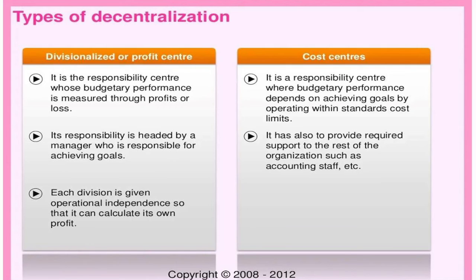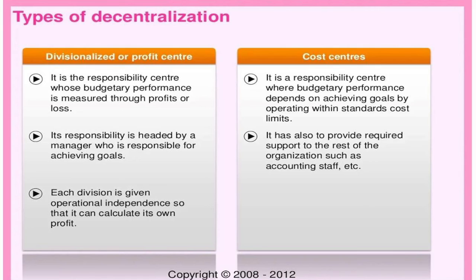Each division is given operational independence so that it can calculate its own profit. In Reliance Fresh or Reliance Trends or whatever it may be, a person was given charge of the shop and his performance is calculated through profit, either small shop or big shop. And a cost center is a responsibility center where the budgetary performance depends upon achieving goals by operating within standard cost limits.